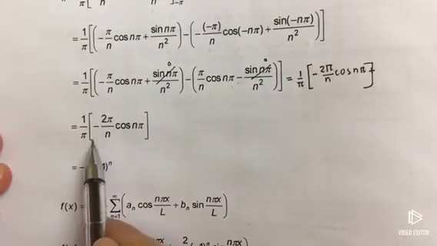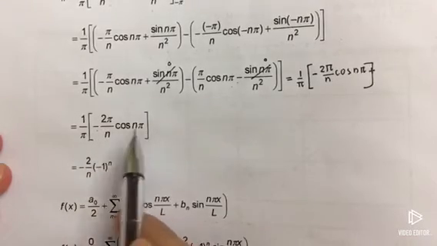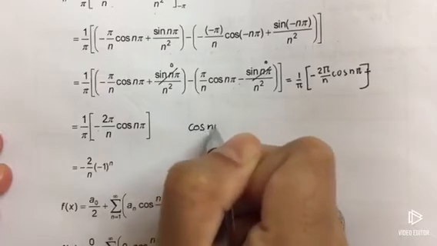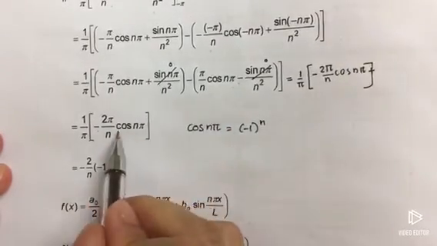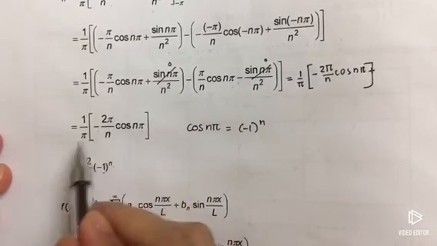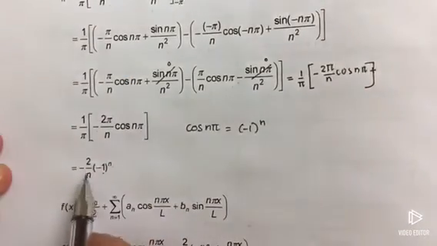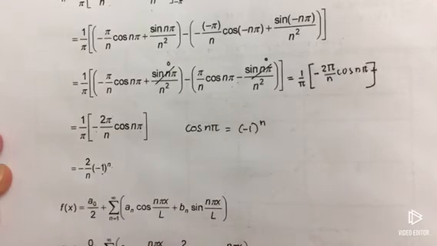So the answer equal to 1 over pi times negative 2 pi over n cos n pi. Cos n pi can be replaced by negative 1 to the power n. Pi cancels by pi. So the final answer for bn is negative 2 over n, negative 1 to the power n.